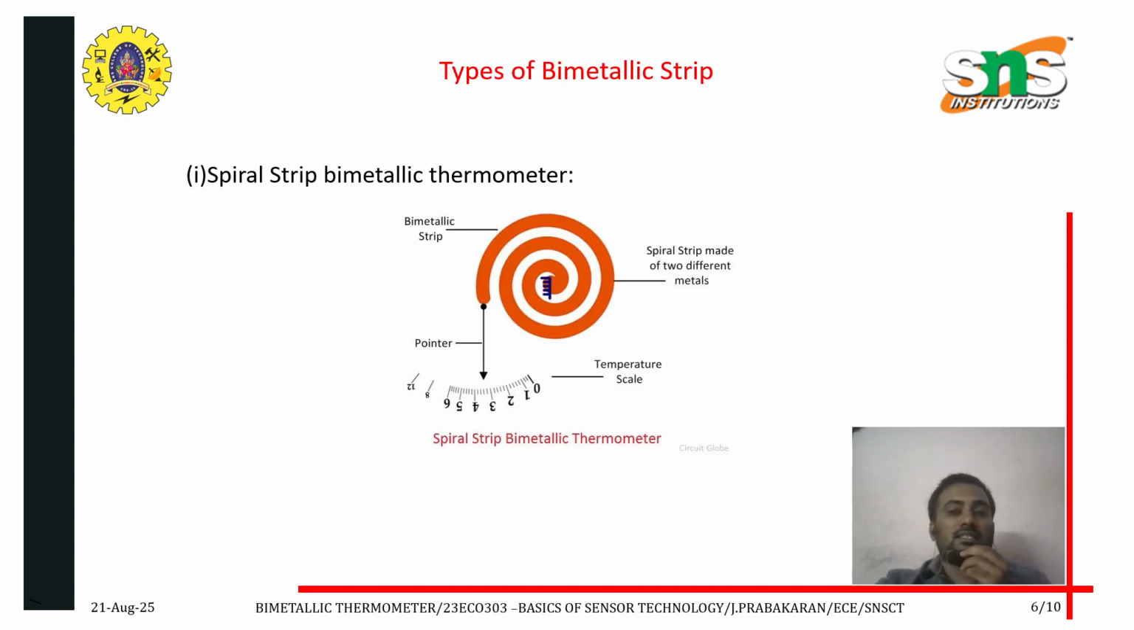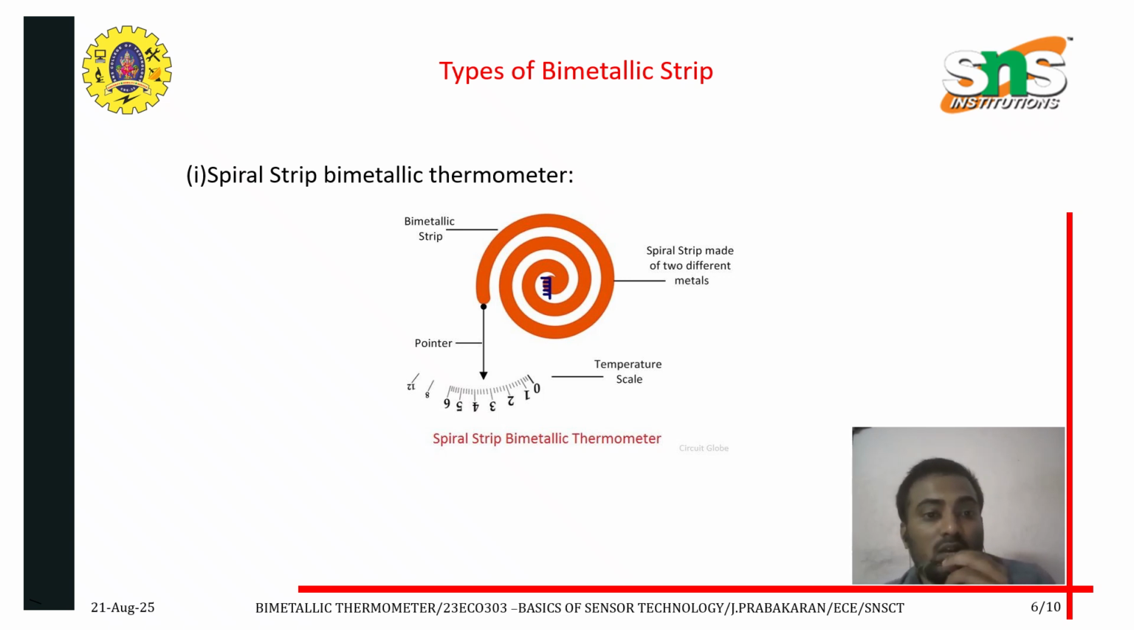Next, let me discuss the types of bimetallic strip. Here you can see the linear strip shows a small deflection. If the length of the strip increases, the size of the thermometer also increases. For keeping the size of the thermometer in a manageable limit, the helix or spiral strip is used for making the thermometer.